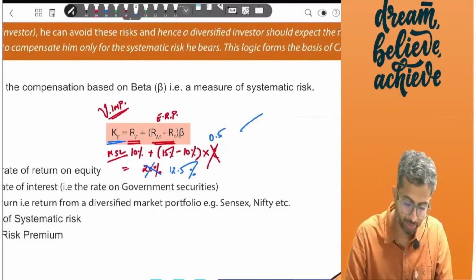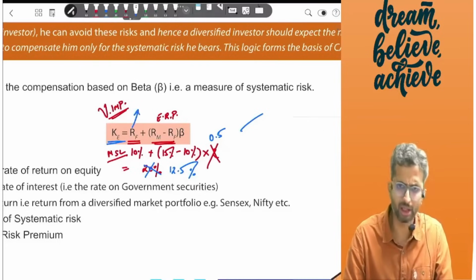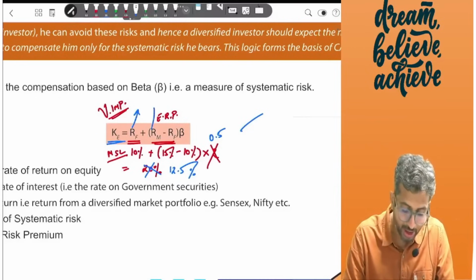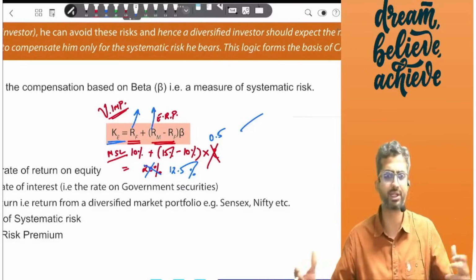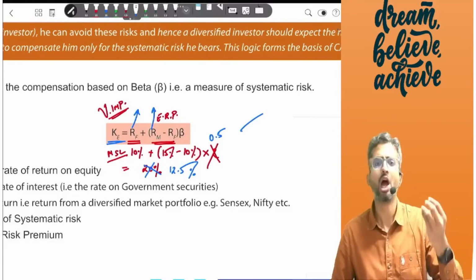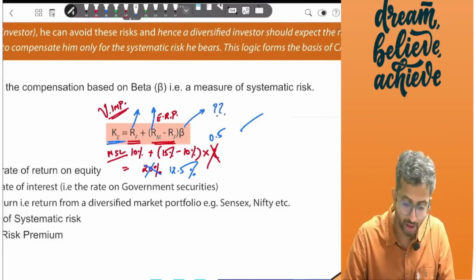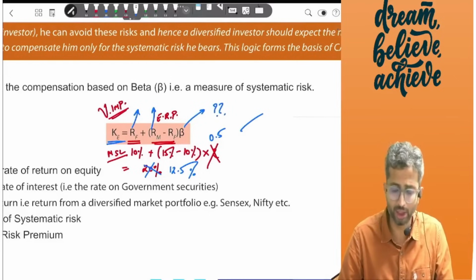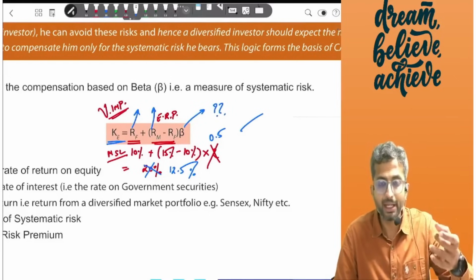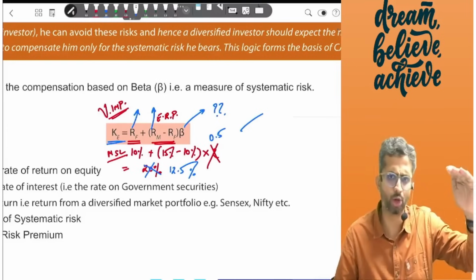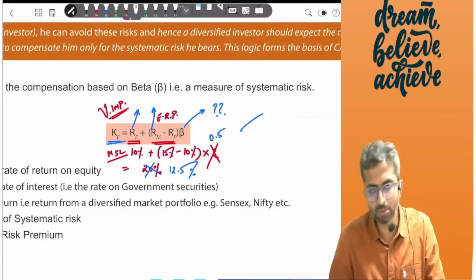Now for CAPM, RF is based on the risk-free rate from government bonds. RM is based on a fairly widely diversified market portfolio like Nifty or BSE 500. And beta, how do you calculate beta? Now there are multiple formulae to calculate beta. However, conceptually, beta is nothing but the systematic risk of the security upon the systematic risk of the market.